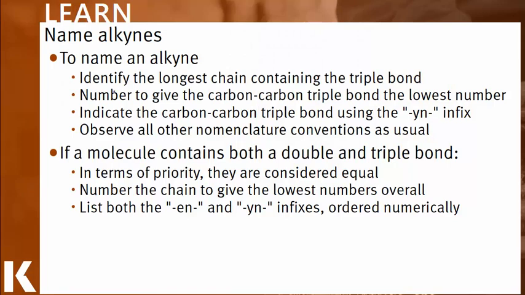To name an alkyne, what you first want to do is identify the longest chain that contains the triple bond, and then number that chain such that the triple bond has the lowest number. You'll indicate where that triple bond is and the fact that it's present using the YN infix.